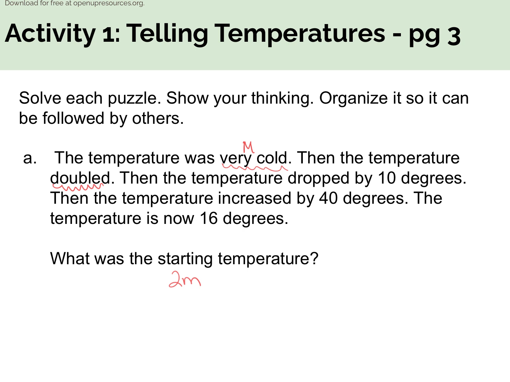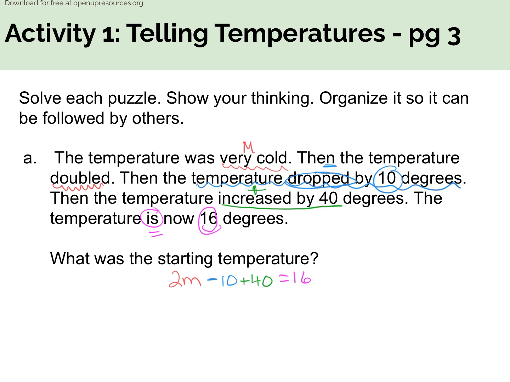Then it says the temperature dropped by 10 degrees. Dropped, so that would be like minus. And then we have 10 degrees. So minus 10. And then it says the temperature increased by 40. Increased is adding, so we can add 40. And then they say that temperature is 16. So "is" in math is equal. And then we have that 16. So we can say equals 16.